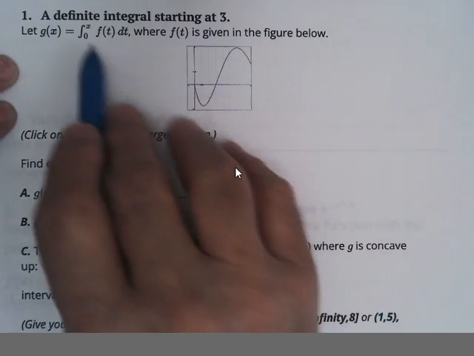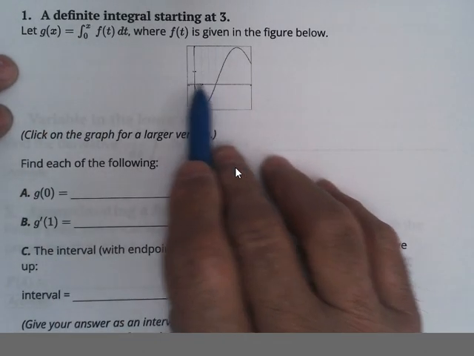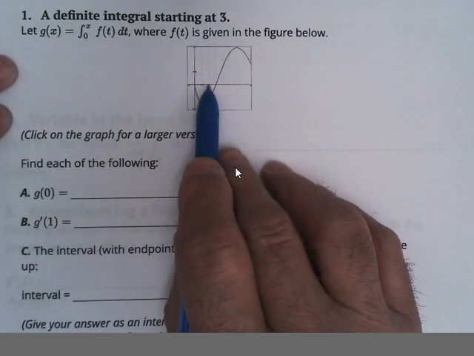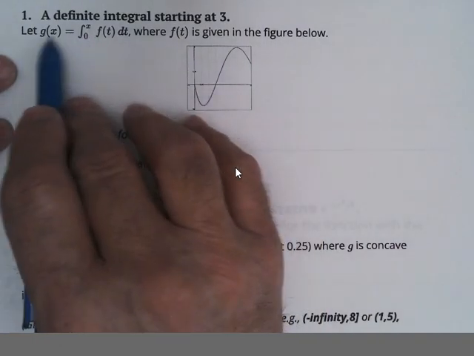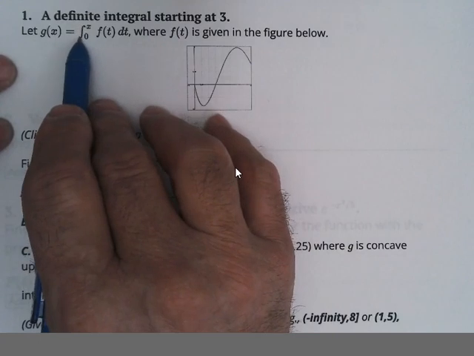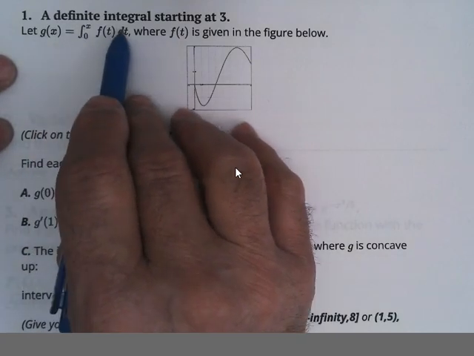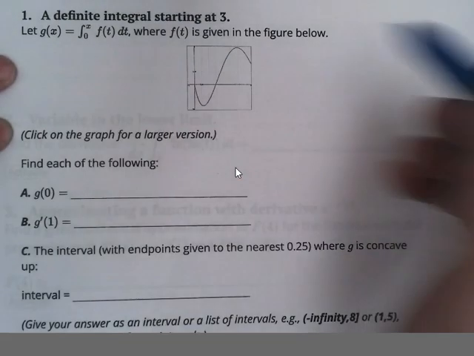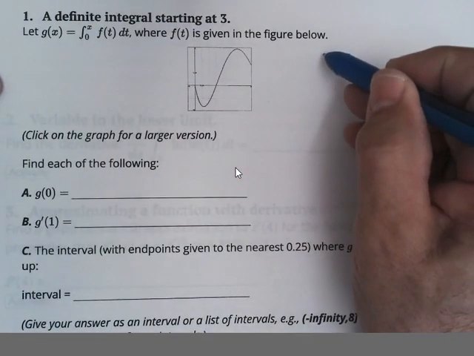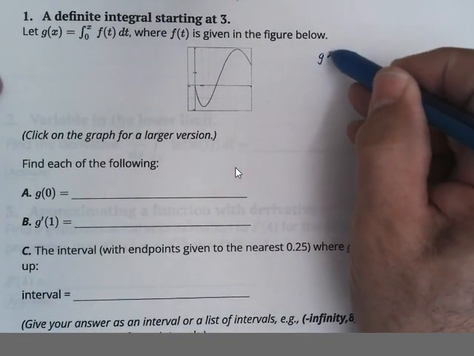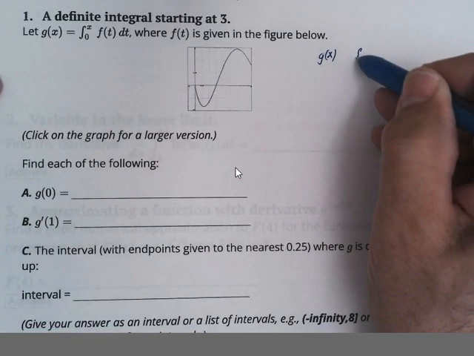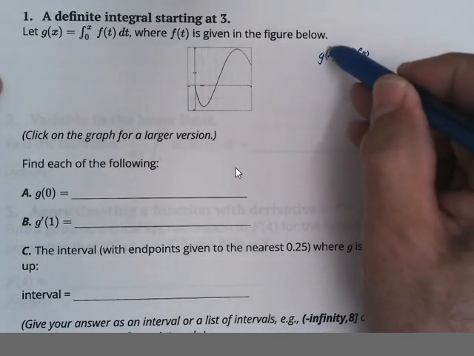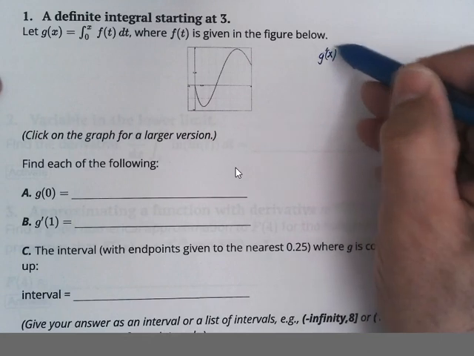curve in this part, the area between the curve and the x-axis from 0 to however far we go over. And so, since this is the integral, it's basically saying what's the antiderivative of f of t. So there's a relationship between g of x and f of x or t, it's the derivative of g.